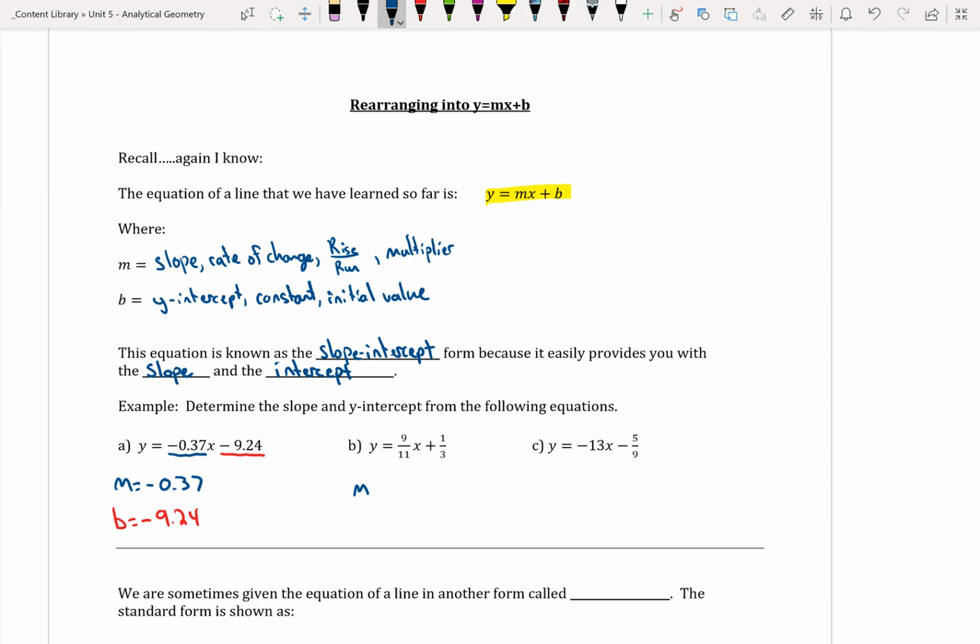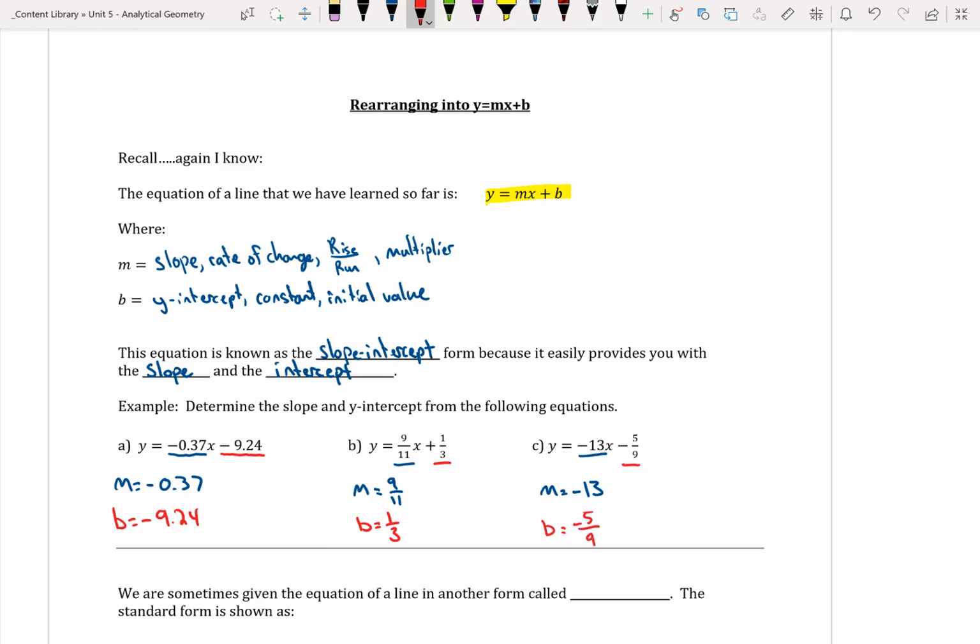For b, y equals 9 over 11x plus 1 over 3. Even though we have fractions, it's still the same idea. My m is the value that's attached to the x, or multiplying the x. So in this case, 9 over 11. My b is the constant, so in this case, 1 over 3. For c, the equation y equals negative 13x minus 5 over 9. It doesn't matter what the numbers are. The slope is still the number multiplying the x, so negative 13. And my y-intercept is negative 5 over 9, the constant.